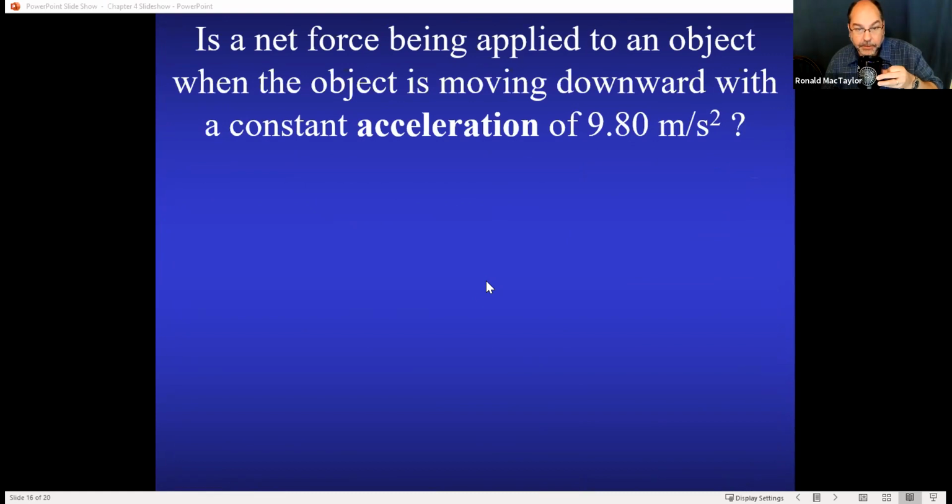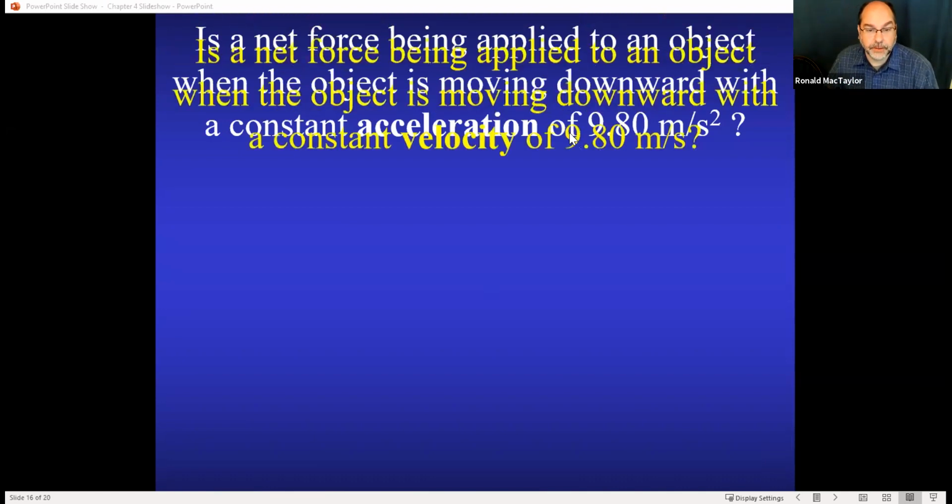Okay. Is a net force being applied to an object when the object is moving downward with a constant acceleration of 9.8 meters per second squared? Net force equals mass times acceleration. Anything that exists has mass, so that's not debatable. An object has mass, and it's accelerating. Net force equals mass times acceleration. If this thing with mass is accelerating, then yes, there's a net force. That's the very definition of it.